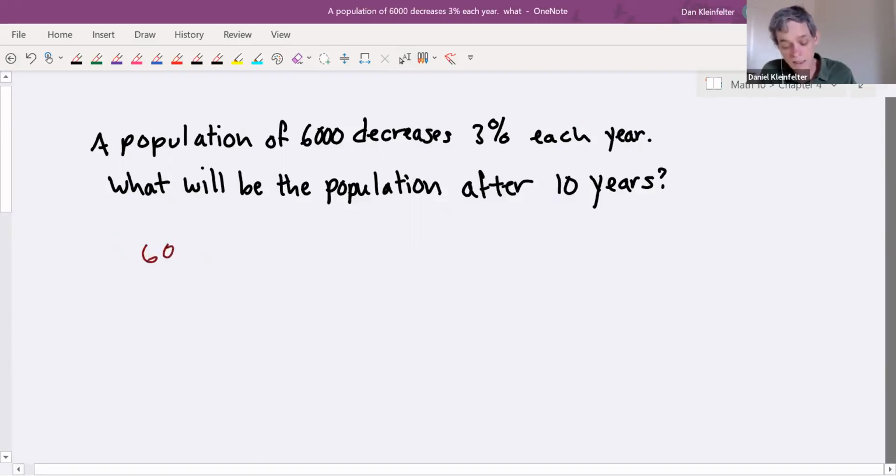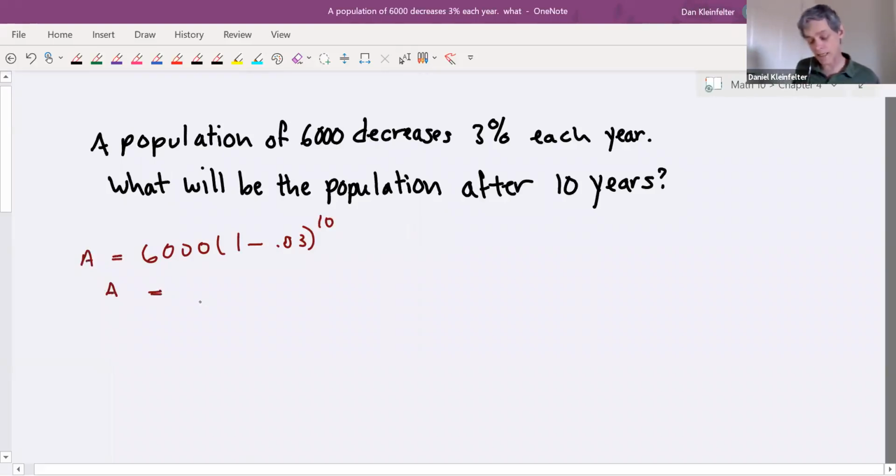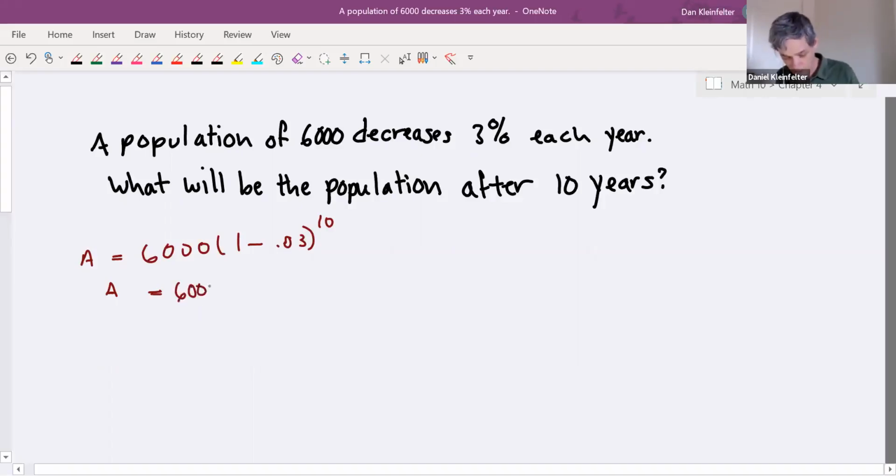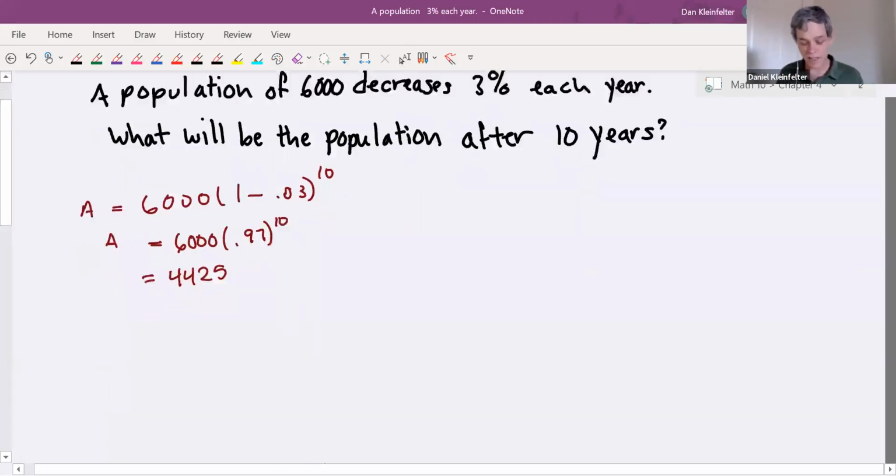We have an initial population of 6,000, and we'll have 1 minus 0.03 to represent a decrease of 3% each year. And that will take place after 10 years. And that will be the future amount. Okay, so let me calculate that. Inside of the parentheses, 1 minus 0.03 is 0.97. So we'll get 4,425. All right, so that is how the decrease formulation looks.